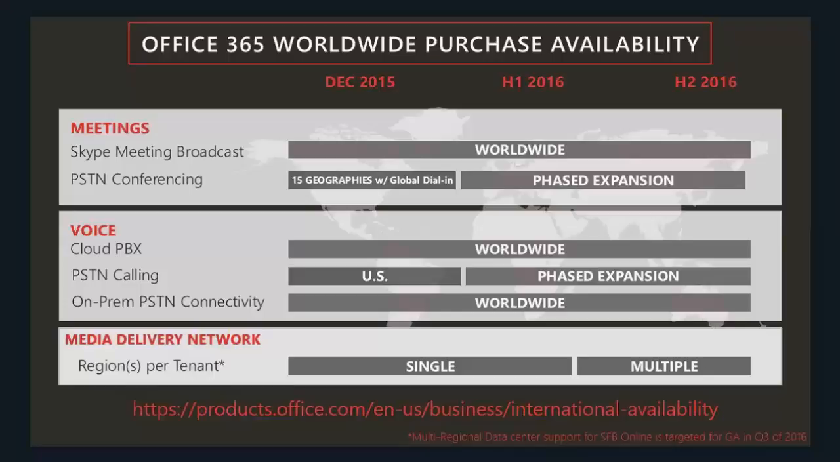Then we have another service, which is PSTN conferencing, and this service is now available in 15 different geographies, so almost everywhere around the world. In total, I have to say we have 19 regions, and in 15 of them we have this feature from Skype for Business Online. And for the other four, we still plan to offer this type of feature also to the four regions that right now are not covered by it.